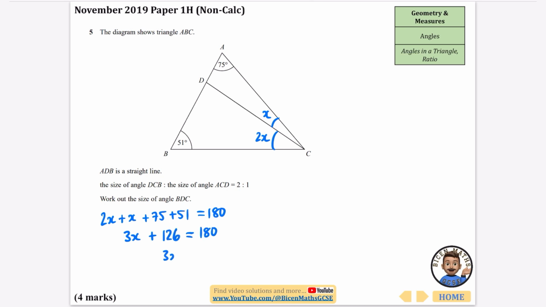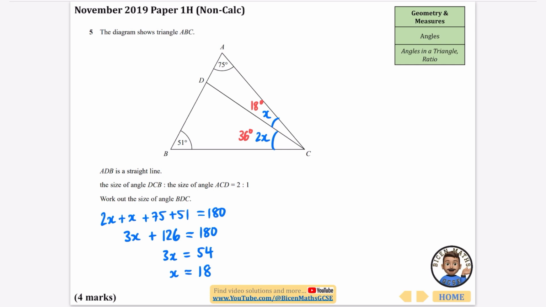So I'm now going to do 180, take away 126. That is going to be 54. Again, you can do whatever method you want for that. And my last thing is to do 54 divided by 3. And 54 divided by 3 is 18. If you need to do the bus stop method for that, that is absolutely fine. So that means that this angle here is 18 degrees, and this angle here is therefore 36 degrees, because 18 times 2 is 36.